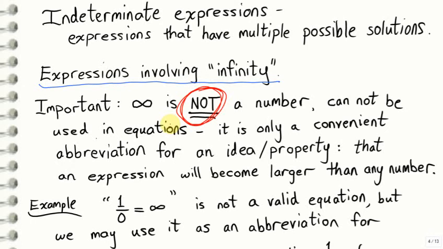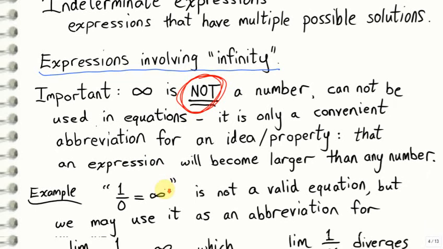So, for instance, sometimes you'll see people casually writing 1 divided by 0 equals infinity. That's not really an equation. That's why I put it inside quotation marks. But it expresses an idea. It actually expresses something about limits.